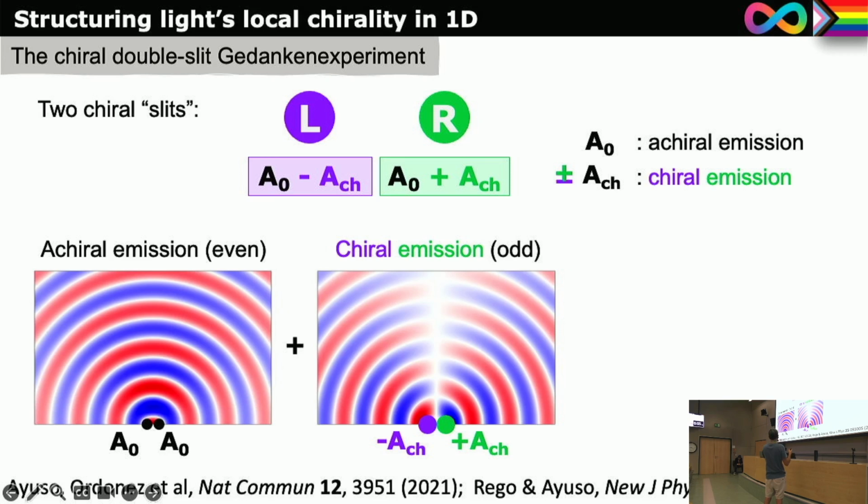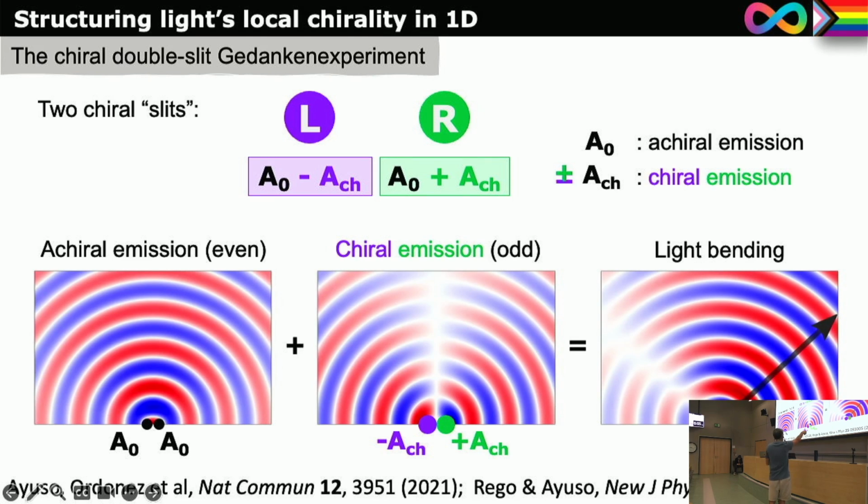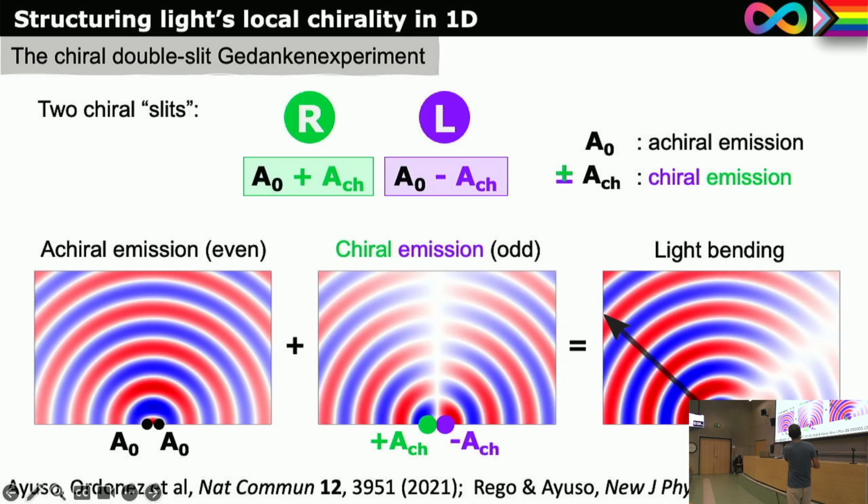When you put the two things together, here you get destructive interference between this and this, and here you get constructive interference between this and this. So the result is that the emission of light is bent towards this direction. And of course, if you change the distribution of the slits, you get exactly the opposite result. Light is emitted like that.